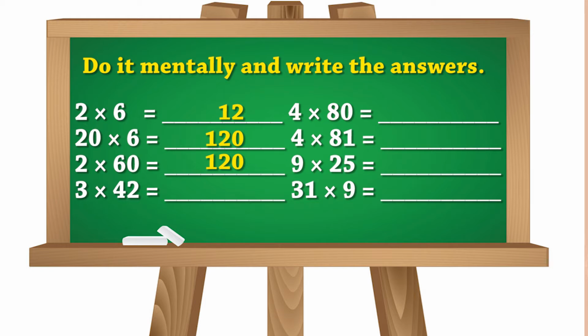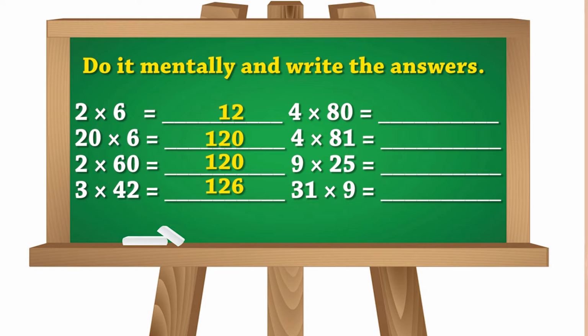The next problem is 3 into 42. My guess is to make the number nearest to the tens. The nearest ten to 42 is 40. So 40 into 3 is 120. Then I need to add 2 extra threes, so my guess would be more than 120. If I calculate it, it becomes 126. So my guesswork is very close to the exact answer.